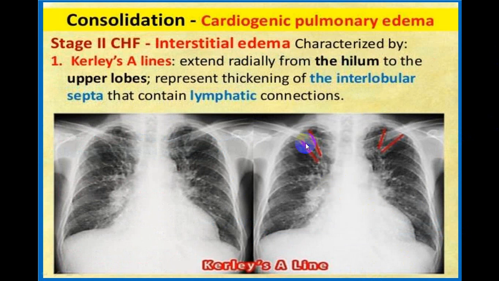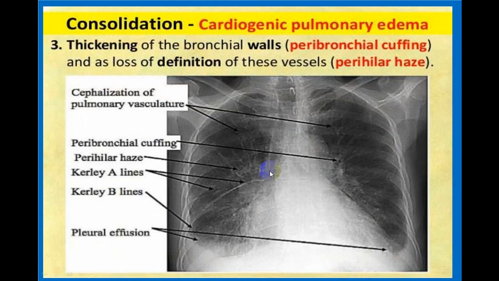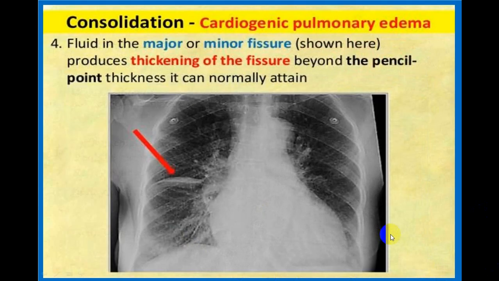Now this is what we call curly A lines in the apex. This is one finding in congestive heart failure. This will be normal, and you can see a lot of markings, linear lines, interstitial edema. This is curly B lines, plus prominent bronchovascular markings, and you can see a pleural effusion. Clearly you can see bilateral pleural effusion. So this will be in favor of severe congestive heart failure.